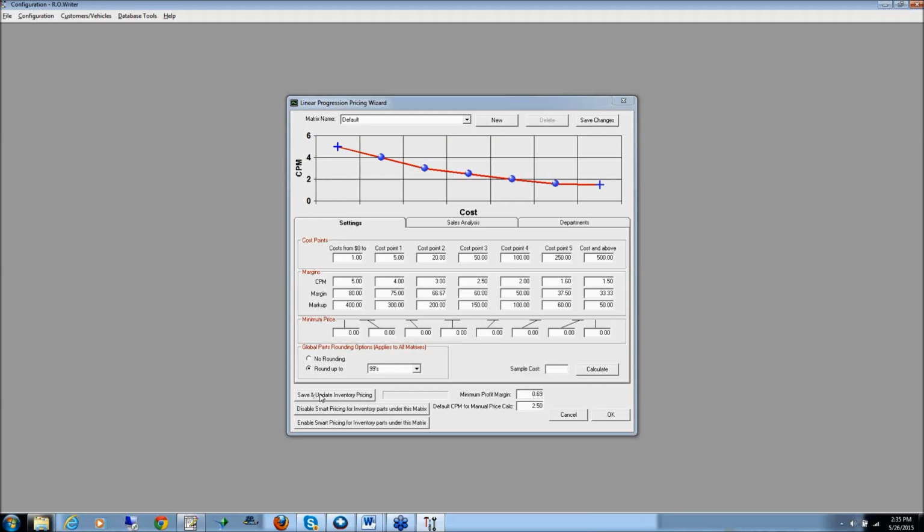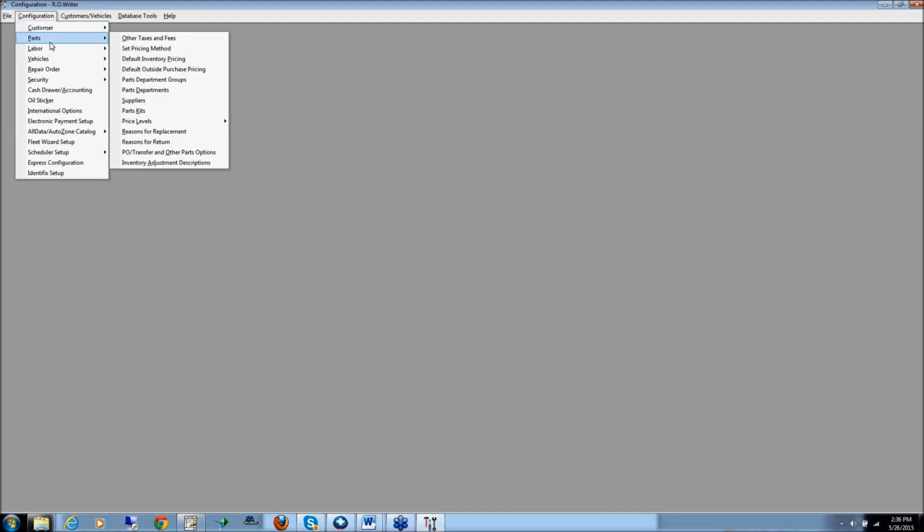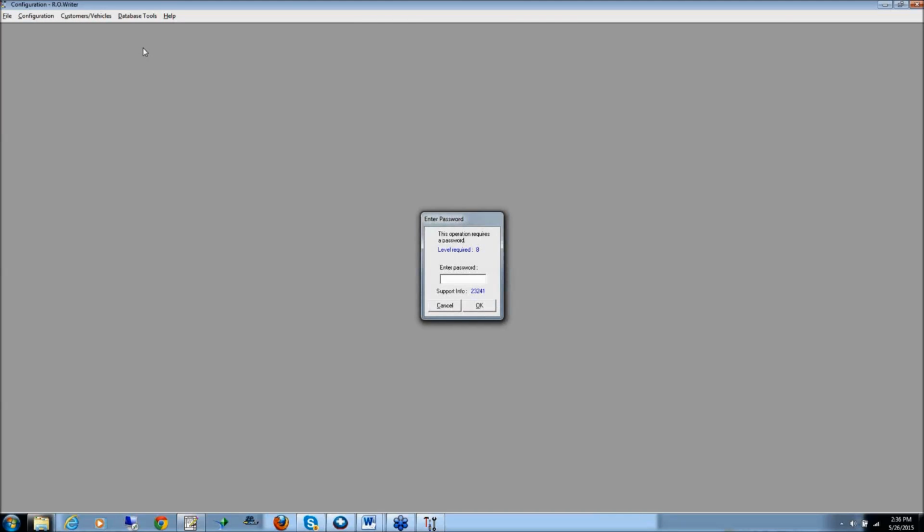So again, adjust my selling price based upon the rules I've established, tell the system not to use smart pricing, or tell the system to use smart pricing for all of the parts. And that's literally the difference between the outside purchase and the inventory in terms of the functionality that's available. So we can use those buttons in the lower left-hand corner. Now, one last piece before we leave the configuration of smart pricing, and that is underneath configuration, back down to parts and set pricing method.